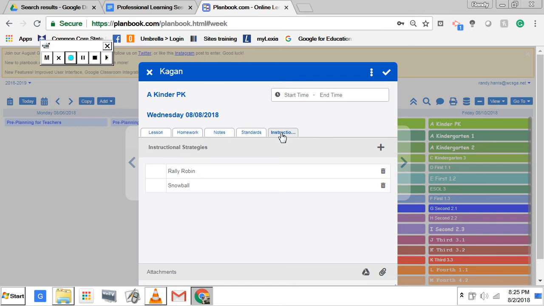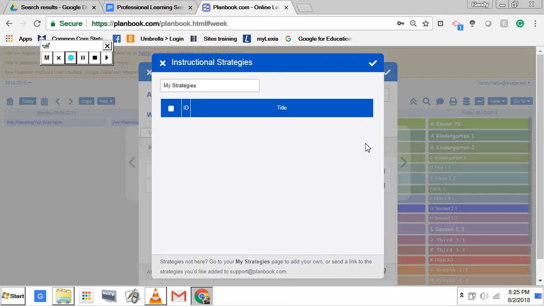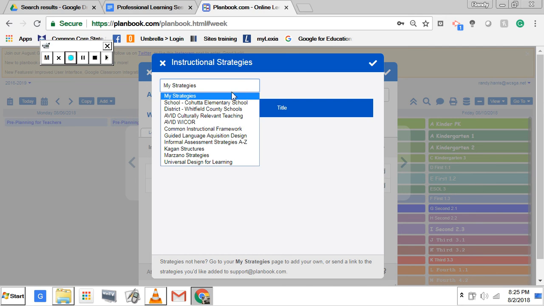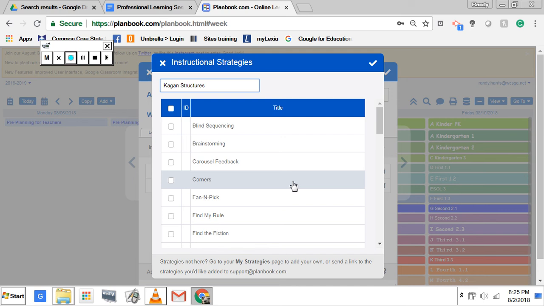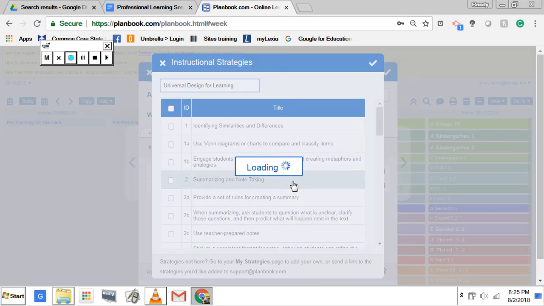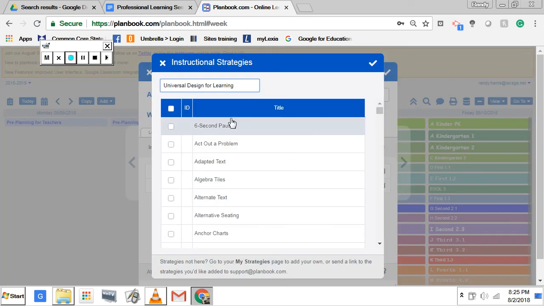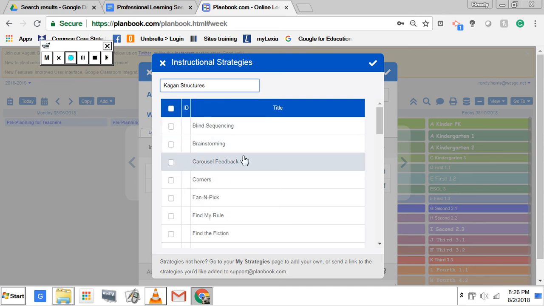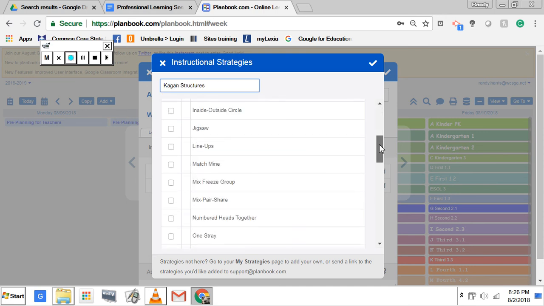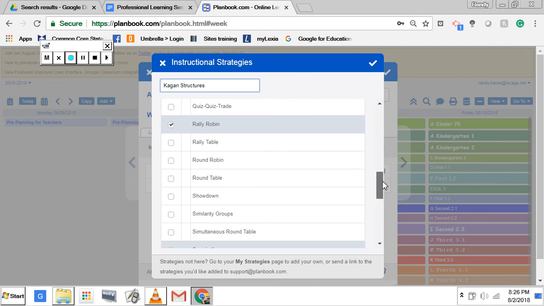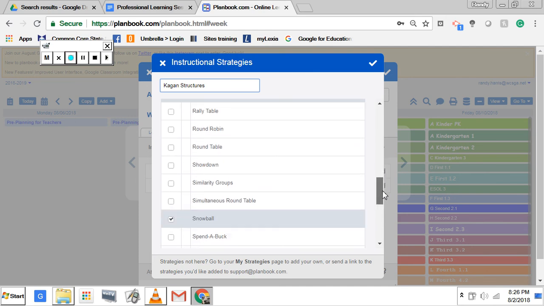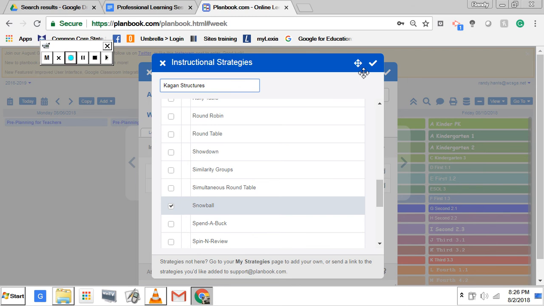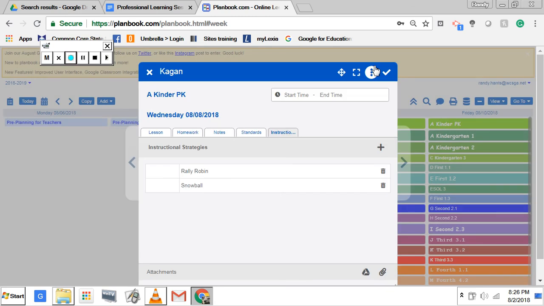You click on instructional strategies, use your plus sign, go to my strategies, and look for Kagan Structures. All of a sudden you've got a list of all of those things that we were talking about. I just put it in the wrong place. Alright, so we've got everything that we just talked about. So on this one you see I've checked Rally Robin and Snowball. Those are the ones that I chose to use with my pre-Kers.